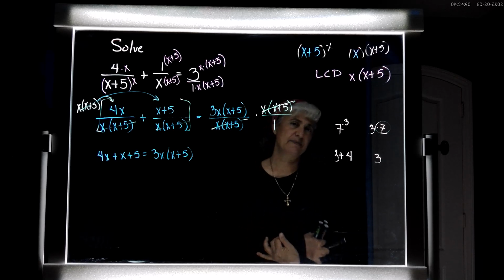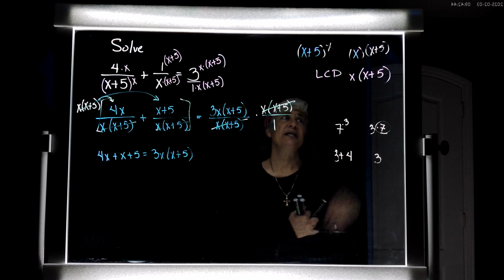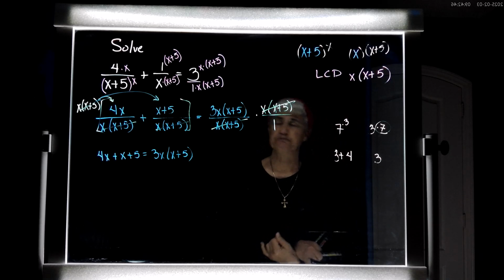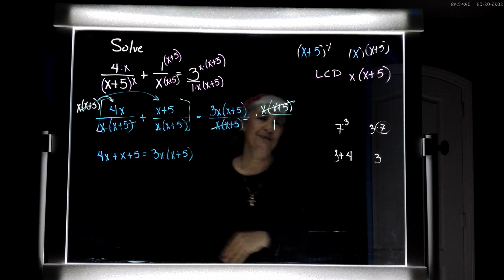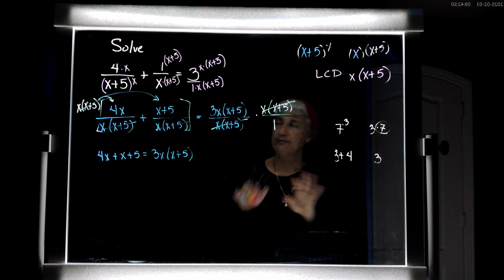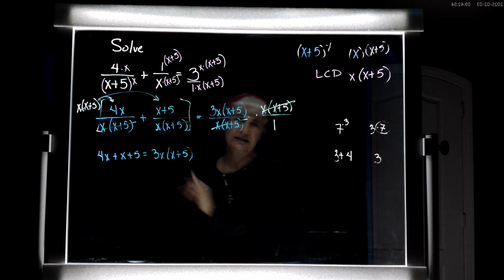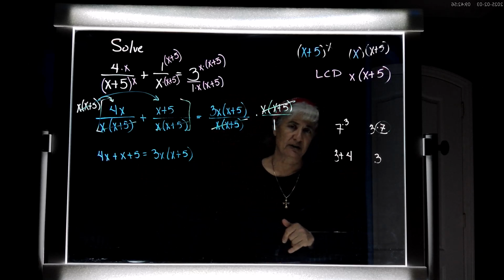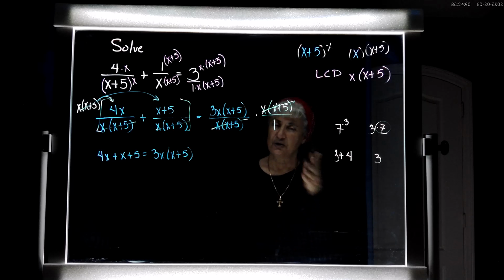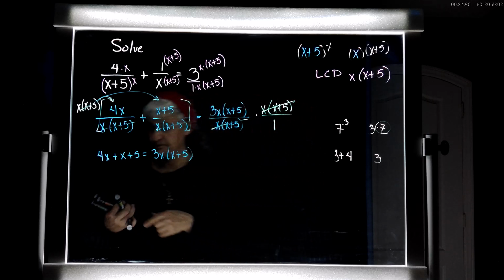I know in the beginning it seems like a lot of work, but first things first, get the denominators the same. Once they're the same, cancel them out by multiplying both sides by the common denominator, and you're left with a nice little equation to work with. Cool? Okay, so let's look at the next line.